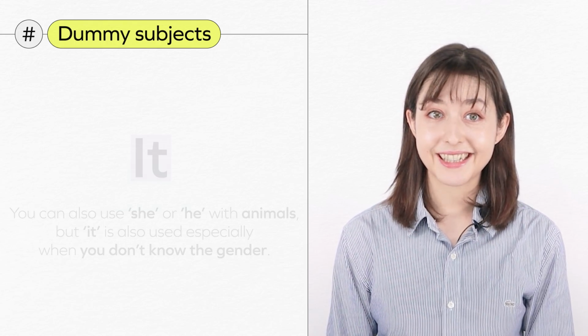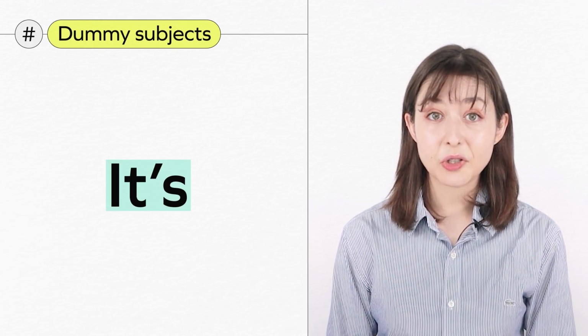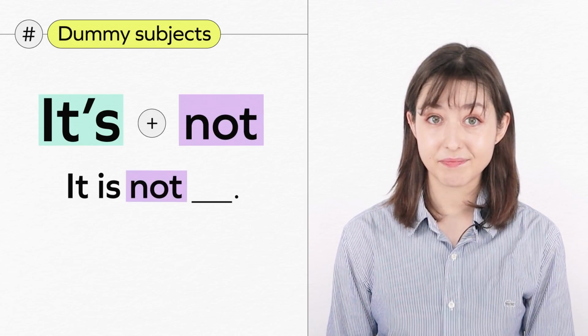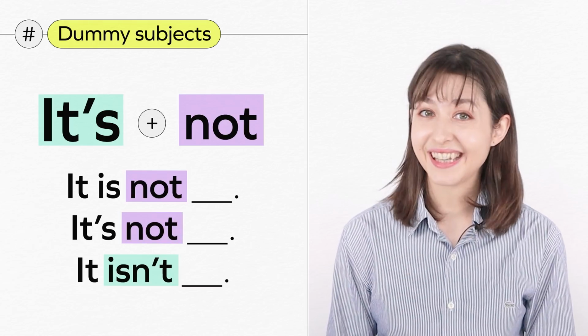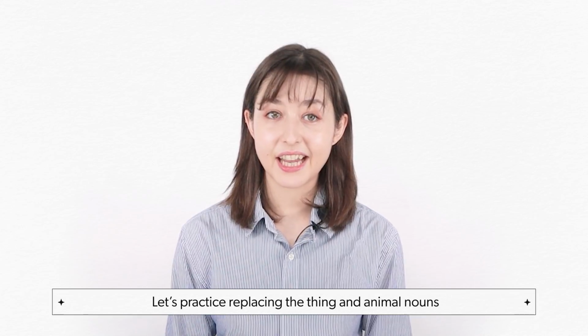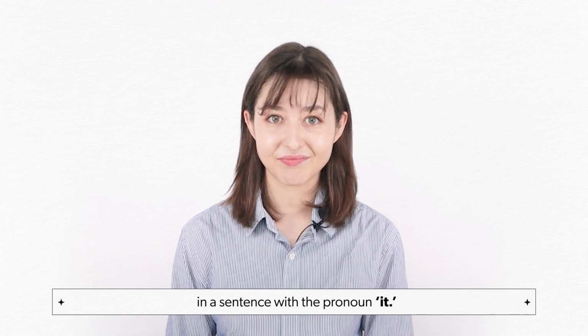Use the contraction it's to make your English more natural. Also, you can make it negative by adding not. It is not. The contraction is it's not or it isn't. Let's practice replacing the thing and animal nouns in a sentence with the pronoun it.